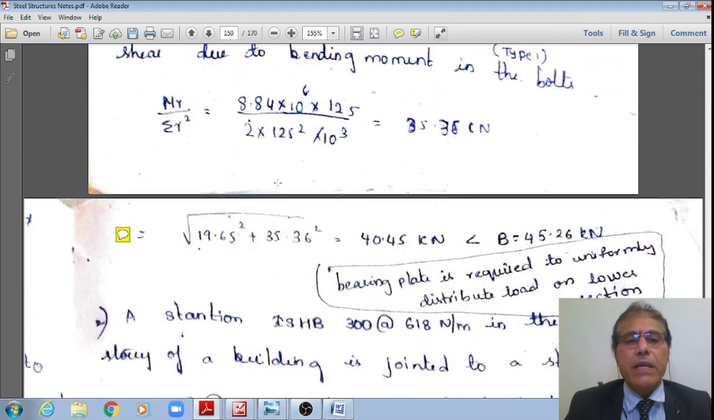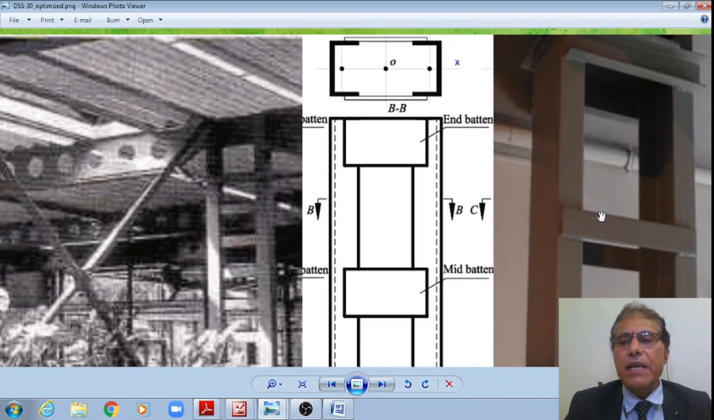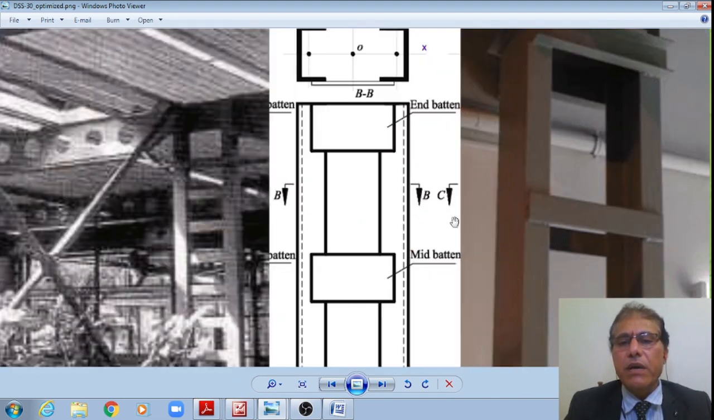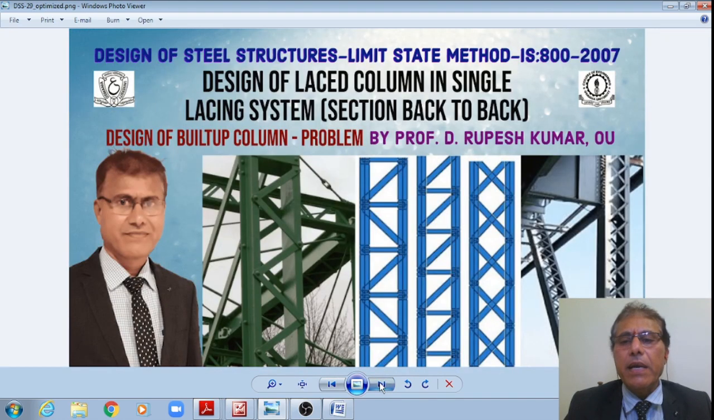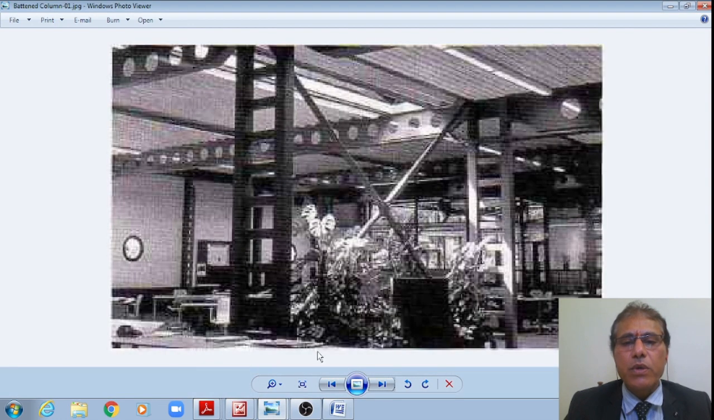That is how the design of battened plates is done, right? Therefore, that is the batten plate I am showing. However, this batten plate is using welds. Let me show this. That batten is like this, as shown in this figure. These are the battens I have provided at the end. That is the design, students.